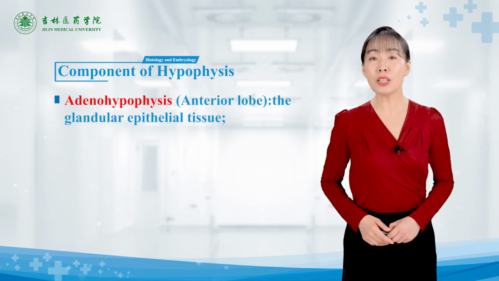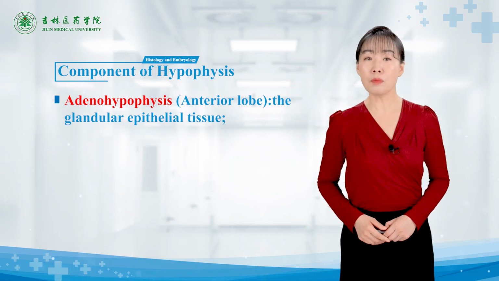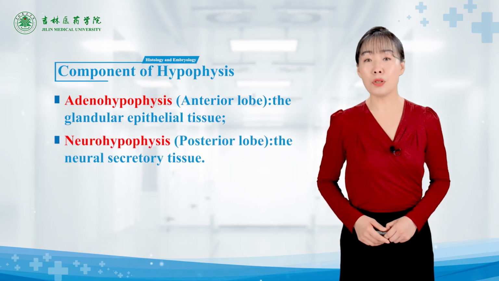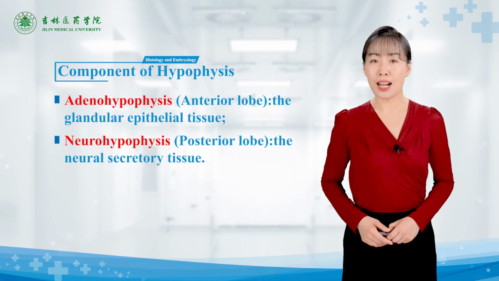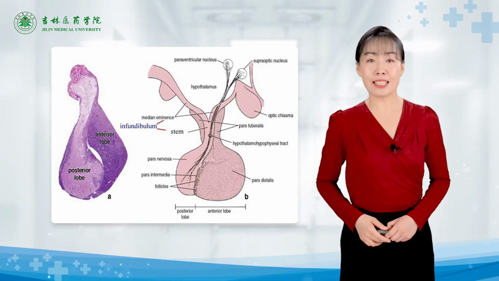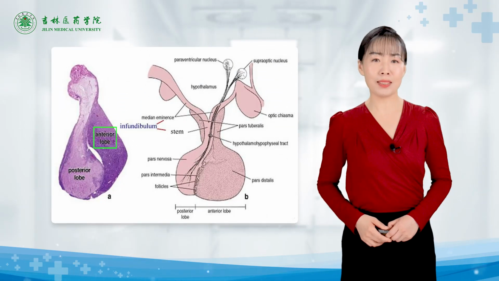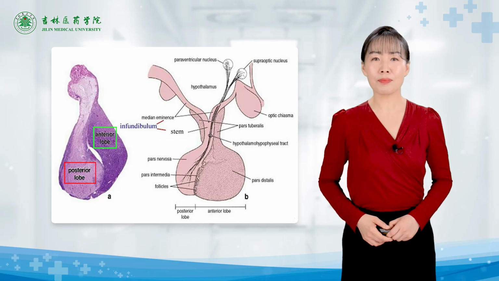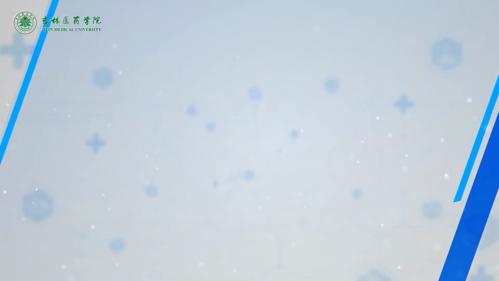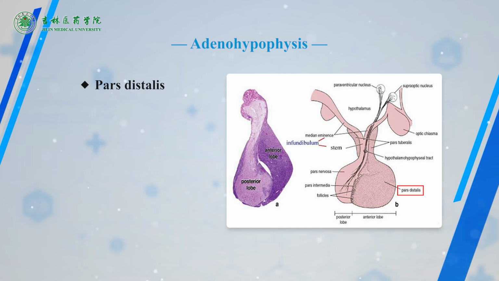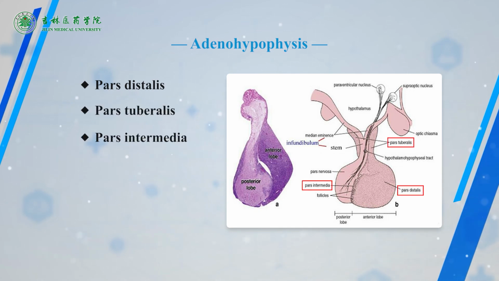Adenohypophysis, the glandular epithelial tissue, arises from the superficial ectoderm. Neurohypophysis, the neurosecretory tissue, arises from neuroectoderm. Adenohypophysis constitutes anterior lobe. Neurohypophysis constitutes posterior lobe. Adenohypophysis consists of three portions: pars distalis, pars tuberalis, and pars intermedia.